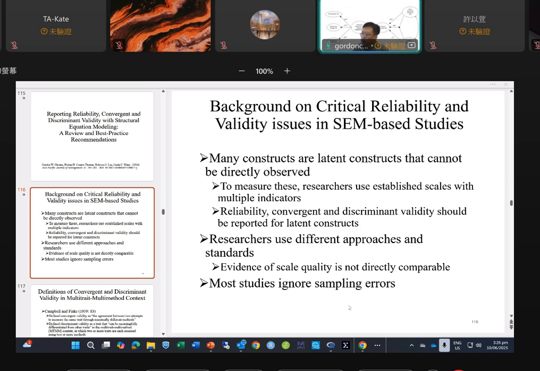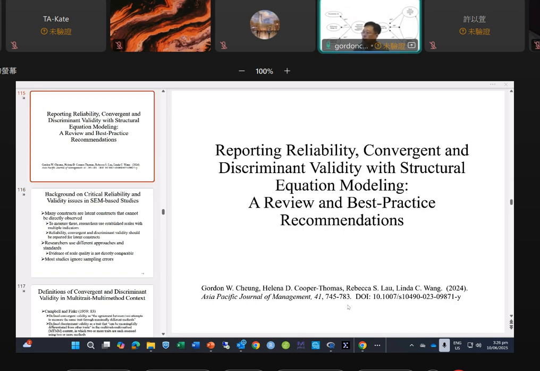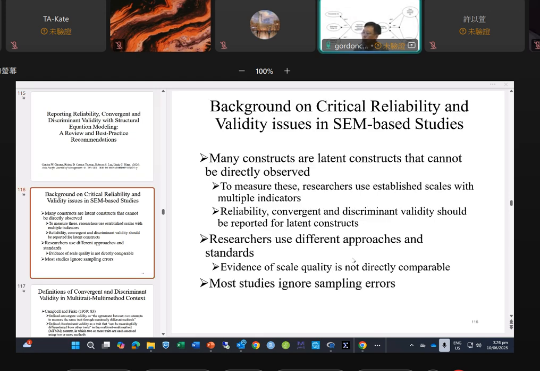The purpose of this paper is to try to establish best practice recommendations and ask people to use a standard procedure to test reliability, convergent, and discriminant validity.